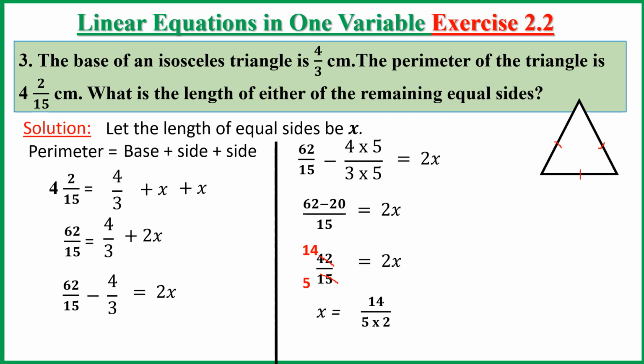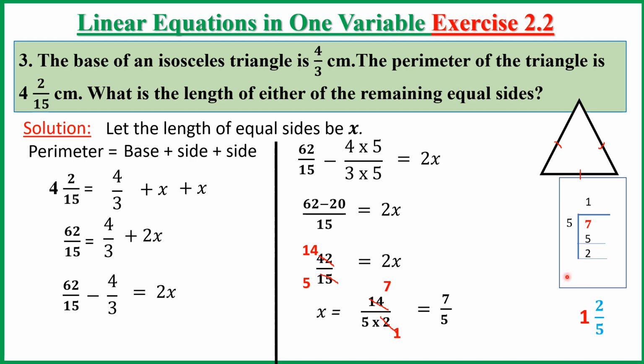So our value is, now we can simplify this, 1 times 2 and this is 7 times 14. So x is equal to 7 by 5. Now we have to convert this into the mixed fraction. Why? Our numerator is greater than the denominator. That is, we divide 7 by 5, 1 times 5 and balance 2. So this can be written in the mixed fraction as 1 2 by 5. So our x is equal to 1 2 by 5.